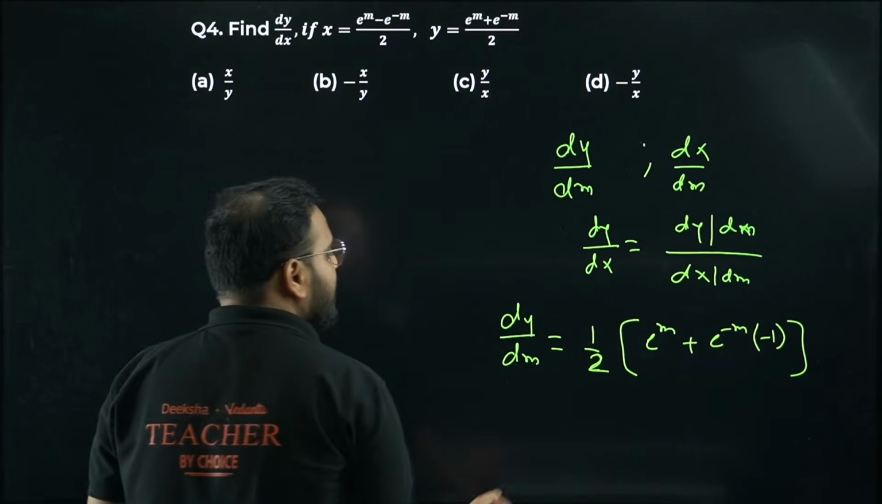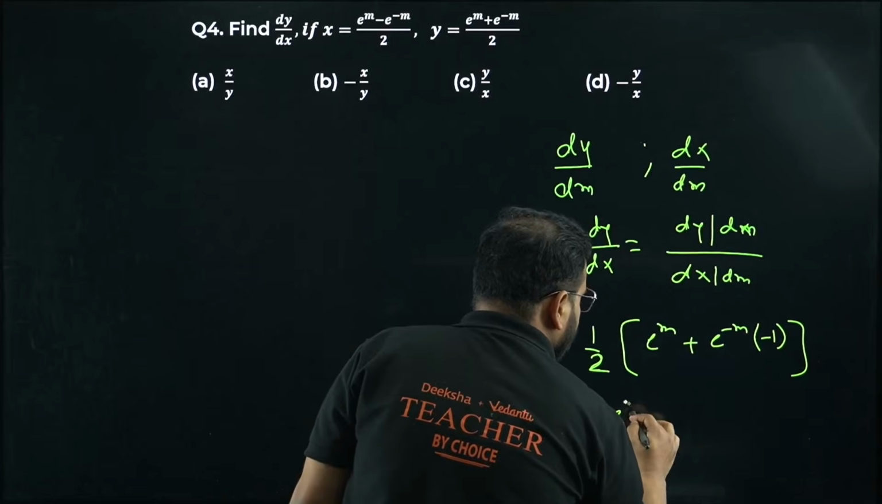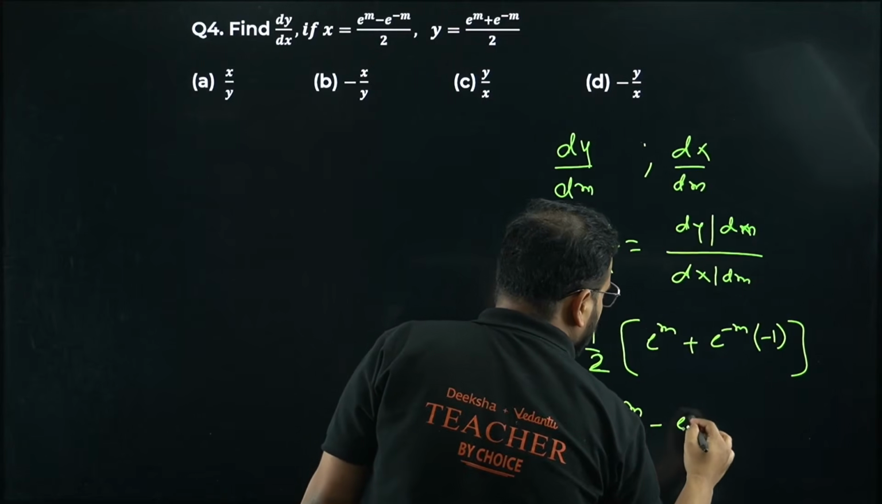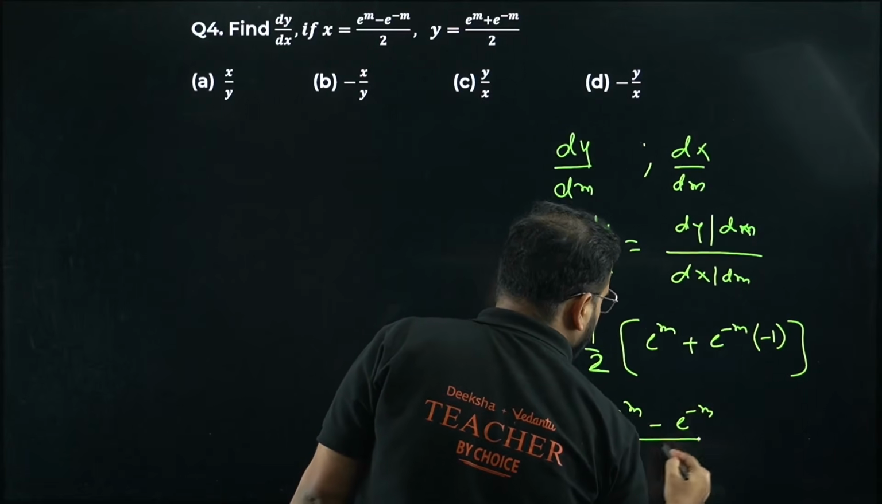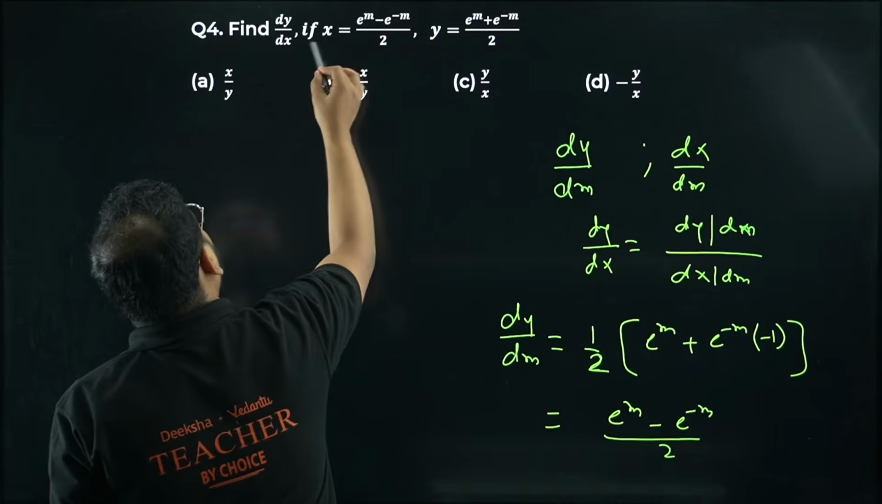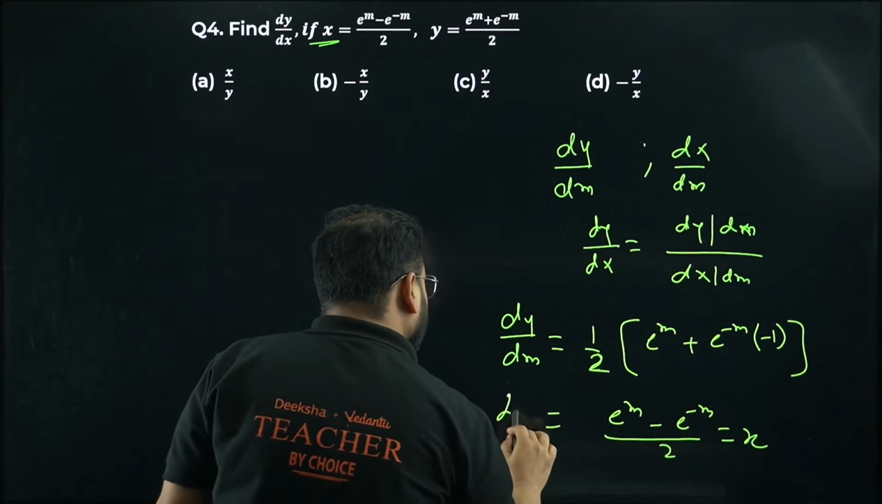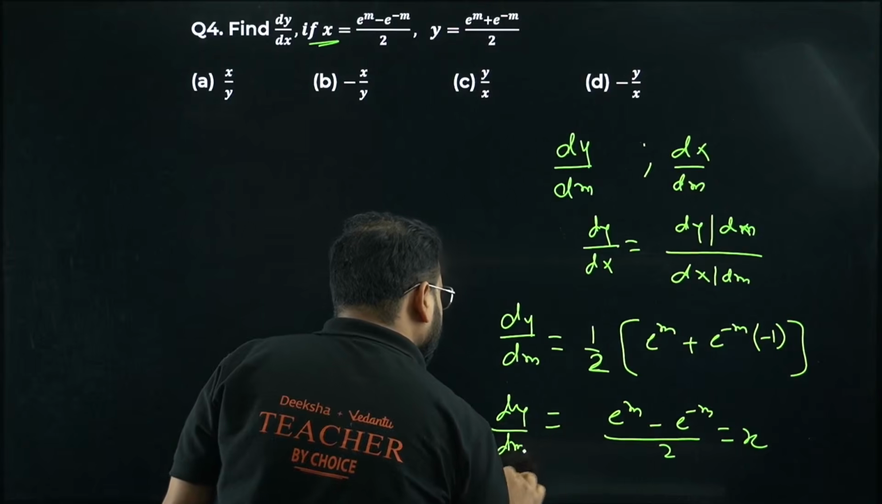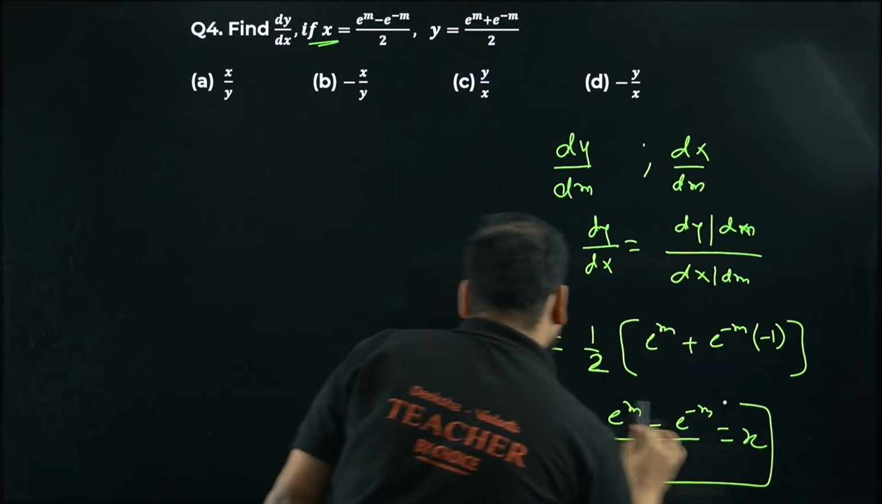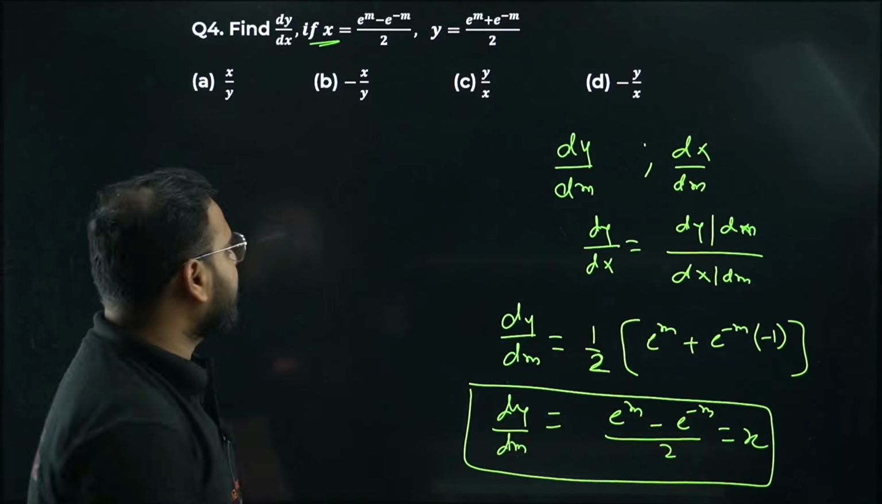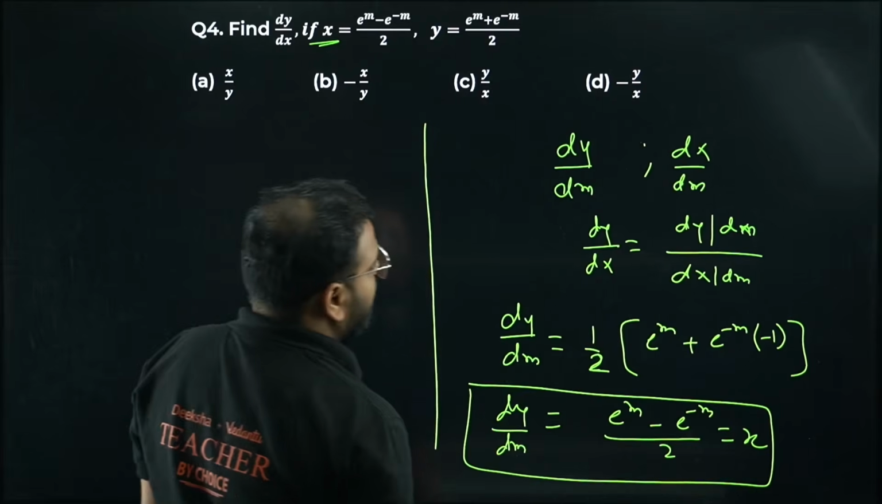So now what is this going to be? Please check. It will become e power m minus e power minus m divided by 2. And how much is that? x. So write this equals x. So dy by dm is equal to x. Is that clear?